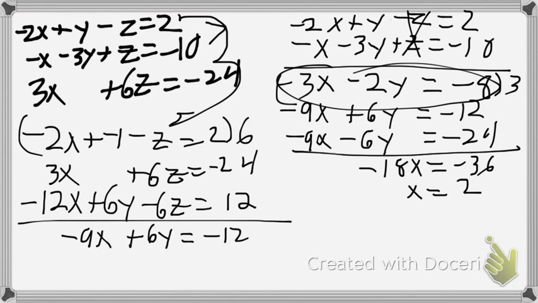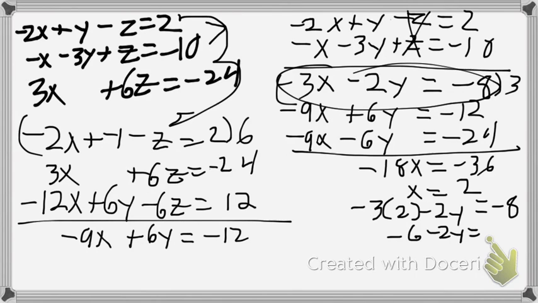Plug that back into that equation right there. I get negative 3 times 2 minus 2y equals negative 8. That gives me negative 6 minus 2y equals negative 8. Negative 2y equals negative 2, or y equals 1.